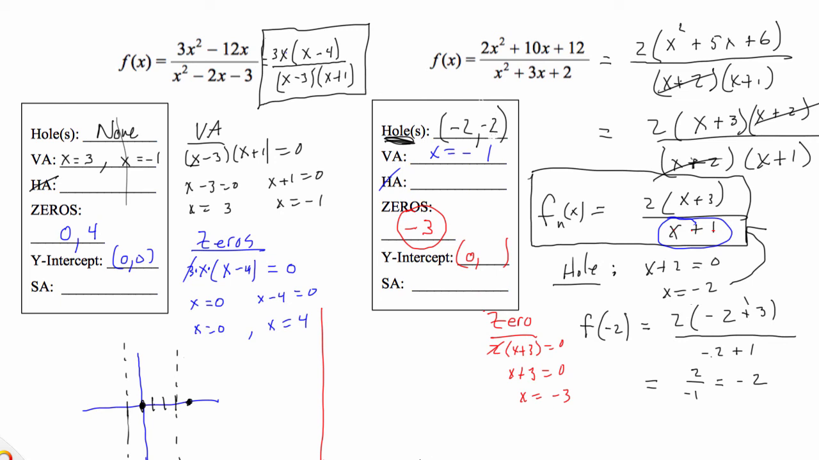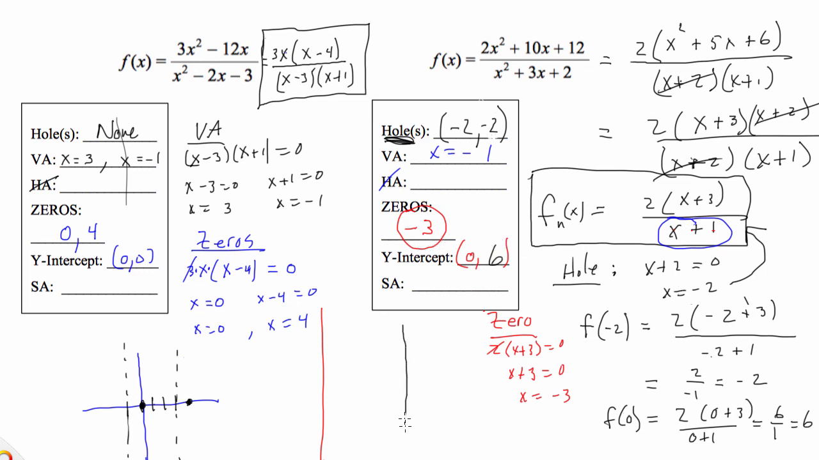And then we also need to do the y-intercept. I don't think I did that one in this take. Yeah, it's blank right there. Anyway, let's do that. In the new function, we're going to find f of 0. So I have a 2, which I can't forget, and I have 0 plus 3 over 0 plus 1. And it looks like we get 6 over 1, which is 6. So I have a y-intercept of (0, 6).